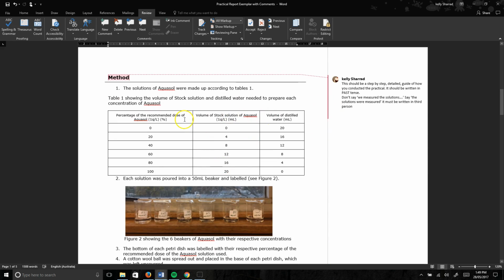You then need to include a method. Now, most of you have already submitted a method for part B of the practical, and you may then change that because you may have changed your method when you were actually doing the prac, but you need to include a method, which is a step-by-step guide about how you conducted the practical.